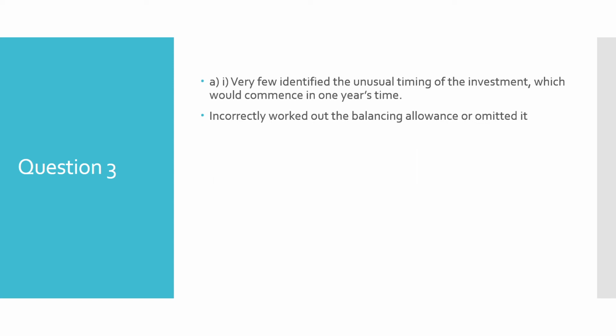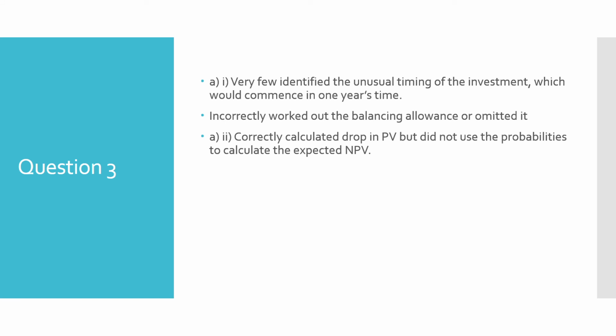Now, the second part of A. What did it ask? It asked to take the effect of the recession on the cash flow, or present value. There was a recession. The candidate has correctly calculated that there's a drop in present value, because they were told it will reduce by 40% if recession is taken into account. But what happened was they did not use the probabilities to calculate the expected net present value.